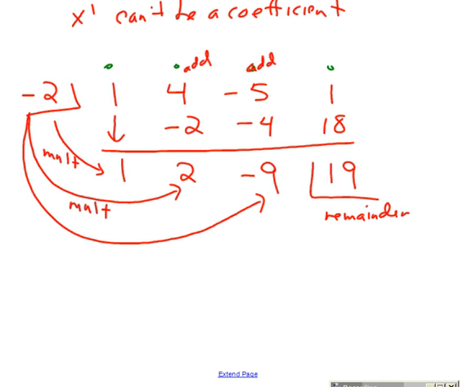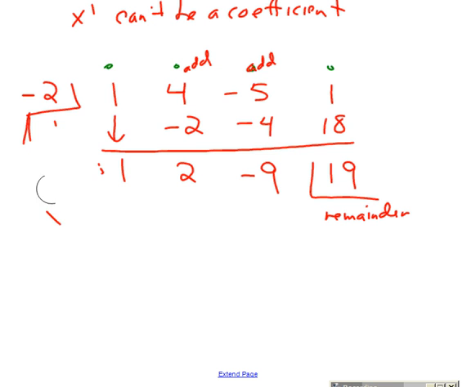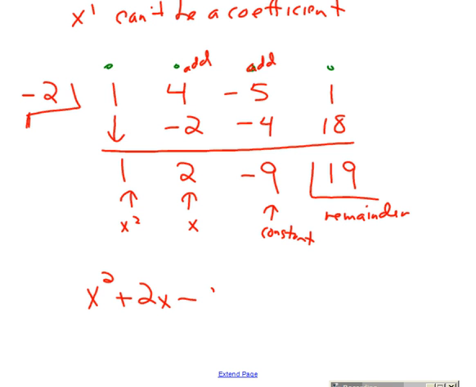And as I try and pull what this is, you start with the remainder, and sometimes it's 0 if it's a perfect divisor. This is the constant. This is the coefficient on x, and this is the coefficient on x squared. So when I divide, I get x squared plus 2x minus 9 plus 19 over x plus 2. The same answer as what I got before.